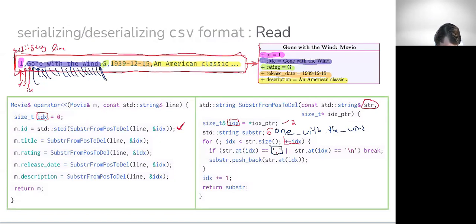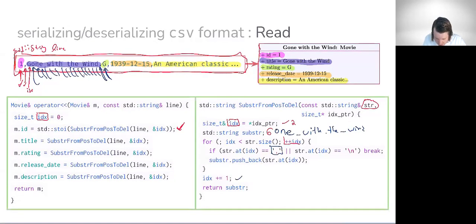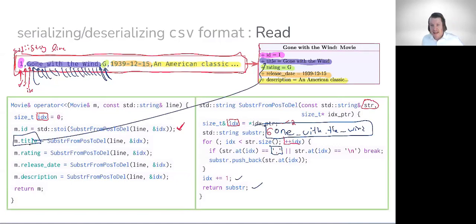We will increment IDX by 1 so that we are into the next field. And we will return the substring, which in this case is Gone with the Wind. That is going to be used to initialize our title. So we'll successfully get Gone with the Wind into that field of our in-memory object. And we're going to continue this process for rating, release date, and description.